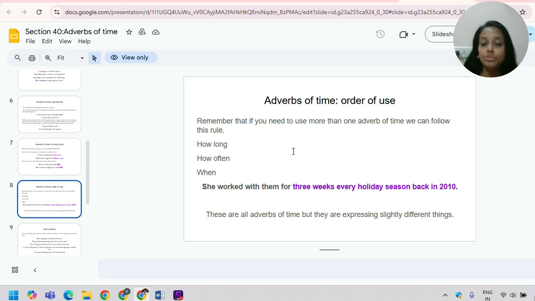Now, adverbs of time, order of use. Remember, if you need to use more than one adverb of time, then we can follow a rule. The rule is how long, how often, and when. Remember, if you want to use more than one adverb of time, then it has an order. You should remember that order. How long, how often, and when.